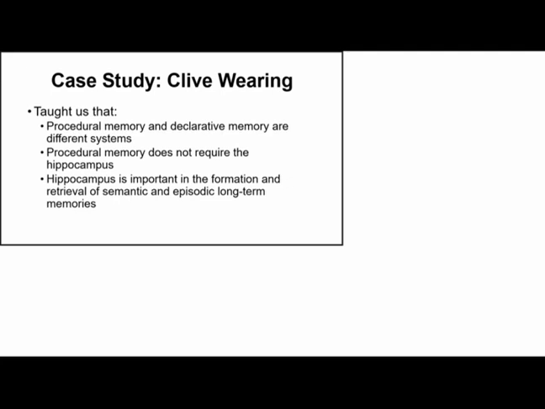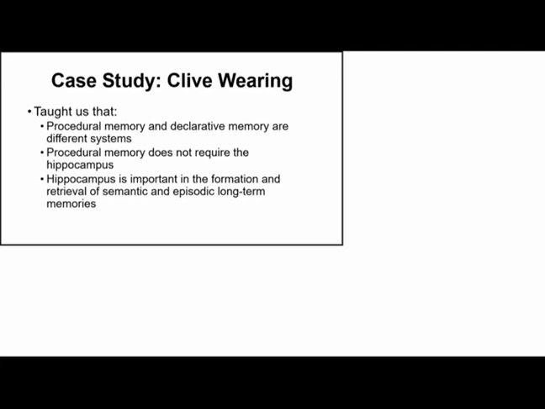Okay, so what we get from this really unique information from Clive Wearing is that our procedural memory and our declarative memory are two different systems. They're stored differently, because he has the inability to form any kind of declarative memories, but he can form and use procedural memories. It also tells us that our procedural memory doesn't require the hippocampus, because hippocampal damage didn't interfere with his ability to form those procedural memories. It did, however, interfere with his declarative memories.